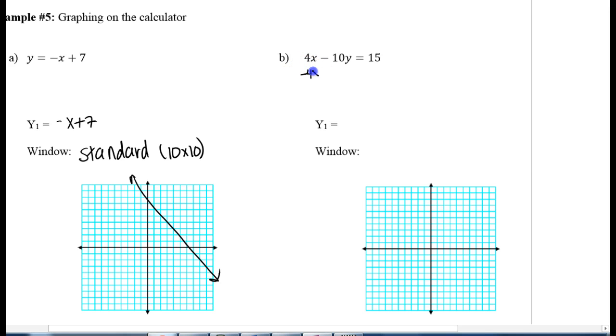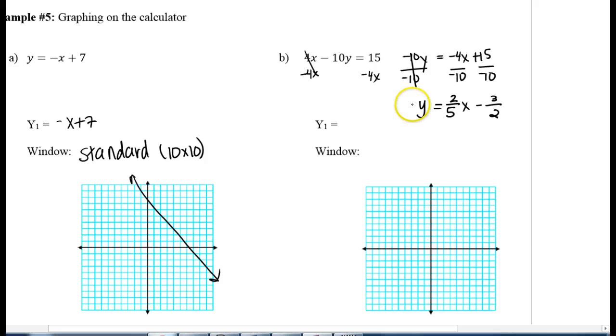So I have to make this, this is in standard form right now, I have to put it in slope-intercept. So negative 10y equals negative 4x plus 15. Divide everything by negative 10. Y equals 2 over 5, just reducing my fraction, x plus 15 divided by negative 10, sorry, is minus 3 over 2.